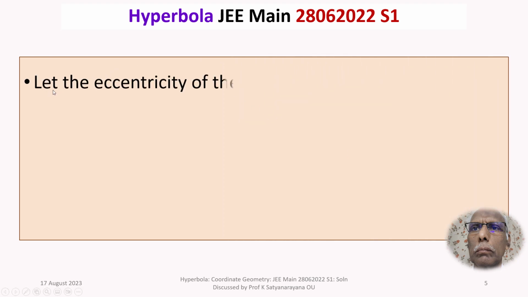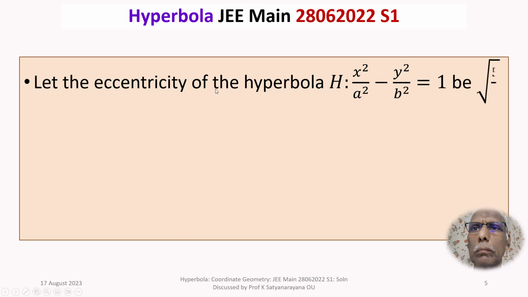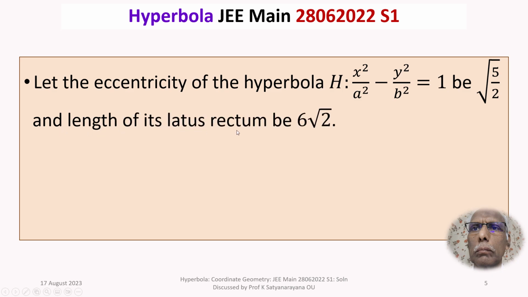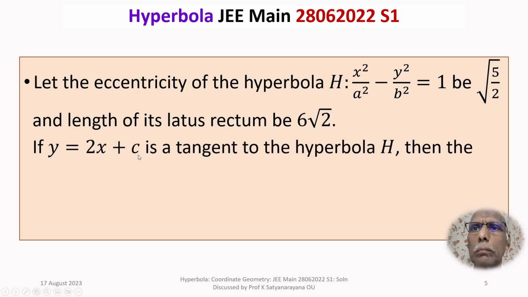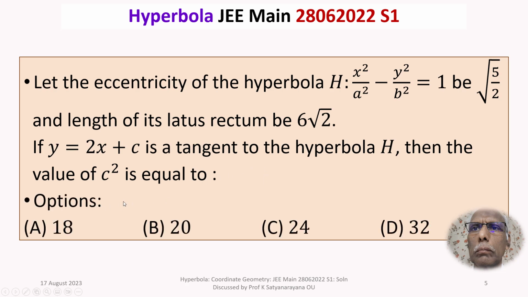The given question is, let the eccentricity of the hyperbola H, whose equation is x square by a square minus y square by b square is equal to 1, be under root 5 by 2, and the length of its latus rectum be 6 root 2. If y is equal to 2x plus c is a tangent to the hyperbola H, then the value of c square is equal to. We are given four options. Option A 18, option B 20, option C 24, option D 32.